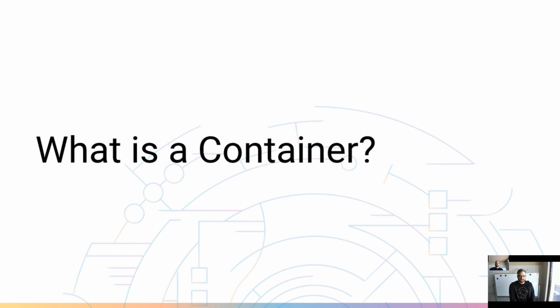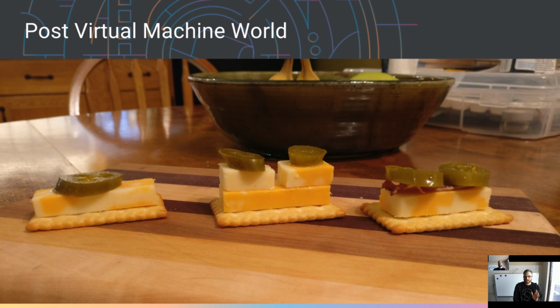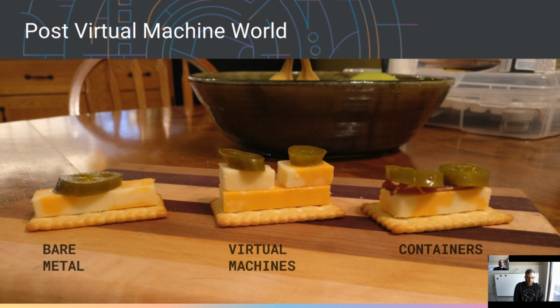So, what is a container? I started this slide with a bunch of text, but I think a visual representation works better. We started with just doing deploys right on bare metal systems. Think of the cracker as a piece of hardware, that's your server. Then the cheese is the operating system. And on top we have a jalapeno, your application. So we started with bare metal: one machine, one operating system, one application. You could pack more applications in there, but to get nice isolation, you need the full snack.